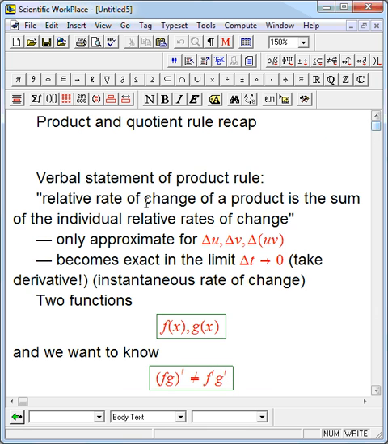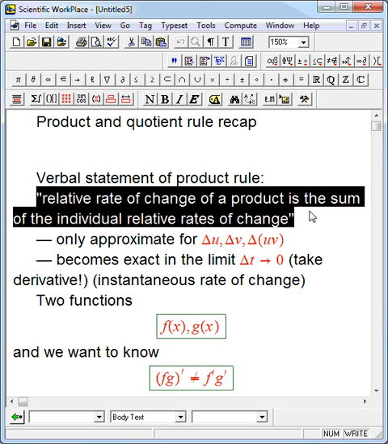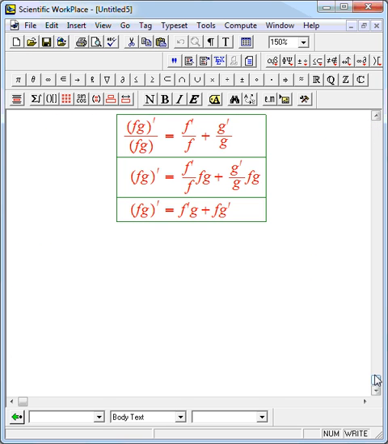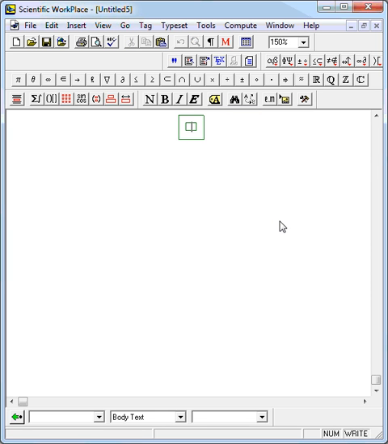I love this form. The relative rate of change of a product is the sum of the individual relative rates of change. So, for example, we can use that to do something like the derivative. I'm going to have to use the other notation for a second here because I don't have names for these guys. Like x cubed times e to the x.